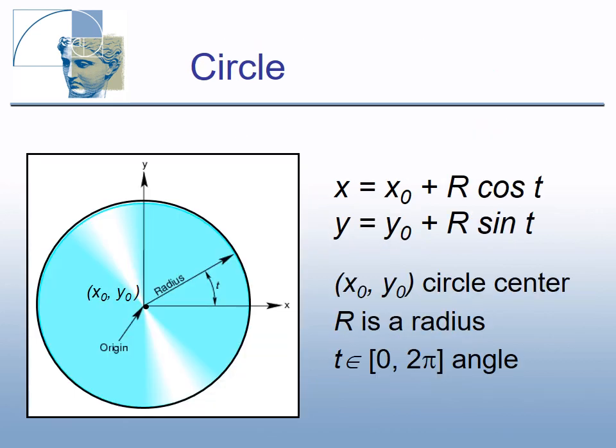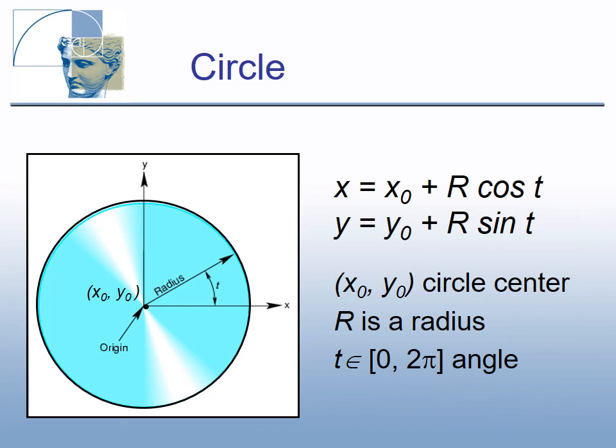Let us go through some simple parametric curves and show specific techniques of defining them. The first such curve is a circle. Its parametric equation is shown in the slide. X equals x sub 0 plus r times cosine t. Y equals y sub 0 plus r times sine t. It uses the point x sub 0, y sub 0, which is the circle center, and the radius r.